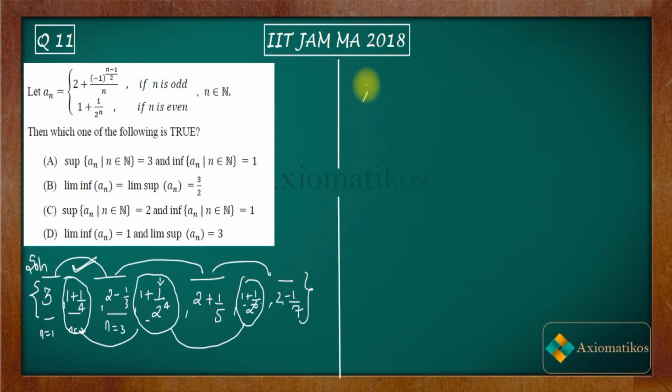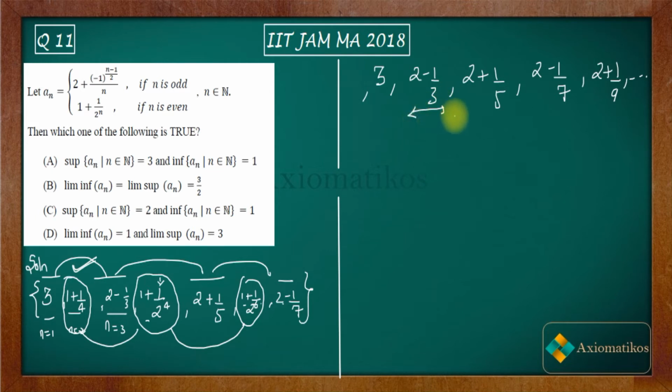So it's like that. In the odd case, you have 3, then 2 minus 1 by 3, then 2 plus 1 by 5, then 2 minus 1 by 7, then 2 plus 1 by 9. So finally, the first term in the odd subsequence is the biggest one. After this, either you are subtracting from 2 or adding to 2, but you are adding a number which is always less than 1. So you will never reach 3 after this step. So for the odd subsequence, 3 is the biggest number.